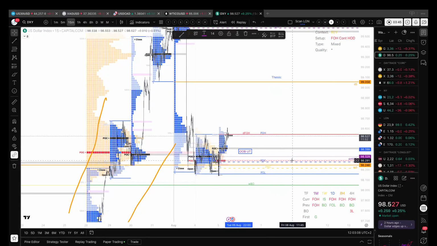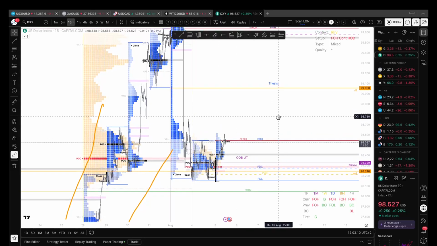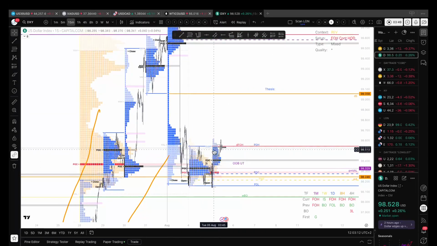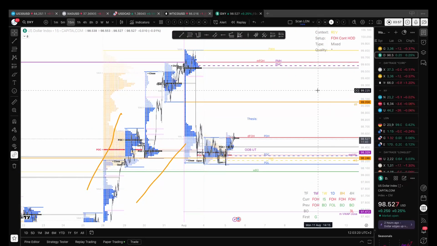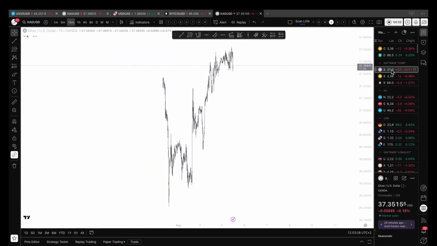Retesting this and the monthly switch level. And now it's pushing up again. There is the daily switch. So for the moment, as we discussed, not much more to do. And for the dollar, I also don't mark a lot of levels because I don't watch that during the trading session. Silver.